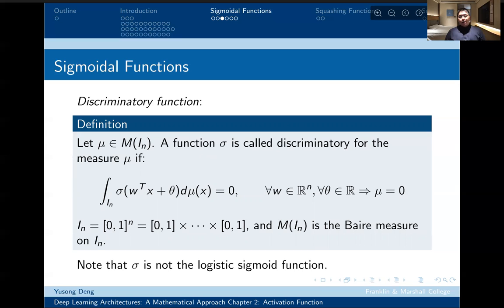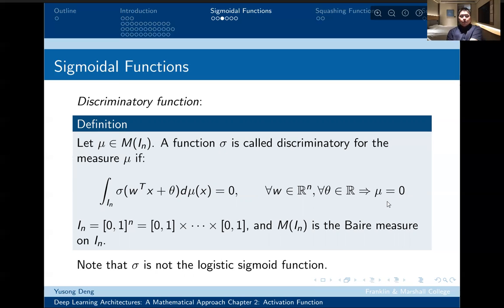So the definition of a discriminatory function is this: if mu is a Borel measure on In, a function sigma is called discriminatory for the measure mu if it meets this requirement. If this one is true, then it indicates that mu equals 0.